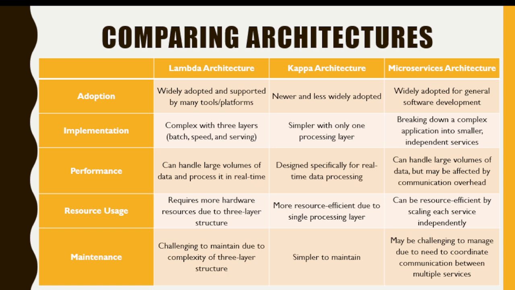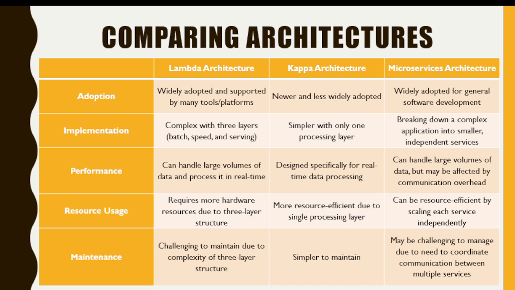Finally, let's talk about maintenance. Lambda architecture can be challenging to maintain due to its complexity and the need to maintain three different layers. Kappa architecture and microservices are both simpler to maintain, but microservices architecture can be more challenging to manage due to the need to coordinate communication between multiple services.